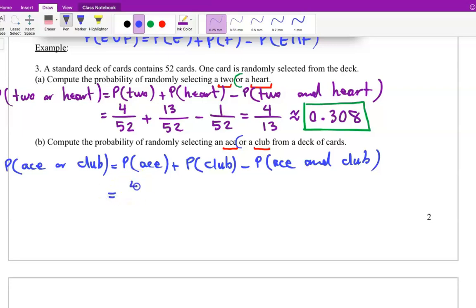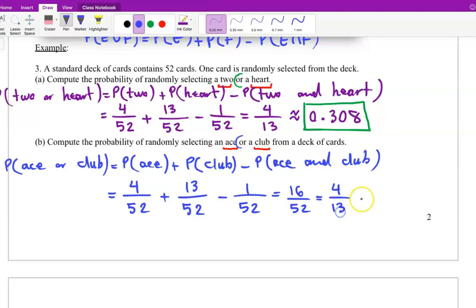So how many aces we have is 4 divided by 52, plus how many clubs? Again, 13. And what we have in common between these two, we only have one card, that is club and also ace. That's 1 divided by 52. Exactly the same answer. Again, 0.308.